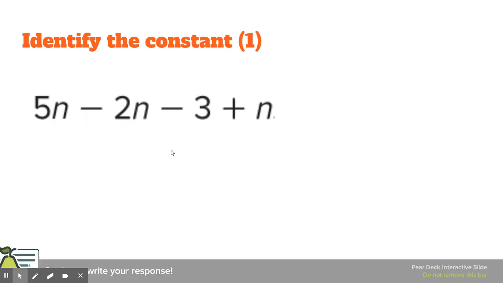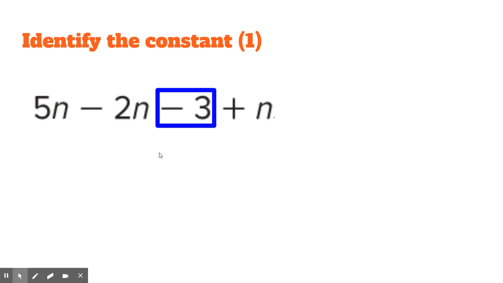And that leaves the negative 3. That's our constant. There's one constant here. It's a constant in that there's no variable to change it. It's always going to be negative 3. We need to be able to speak this language. We need to know what terms are, like terms, coefficients, and constants.